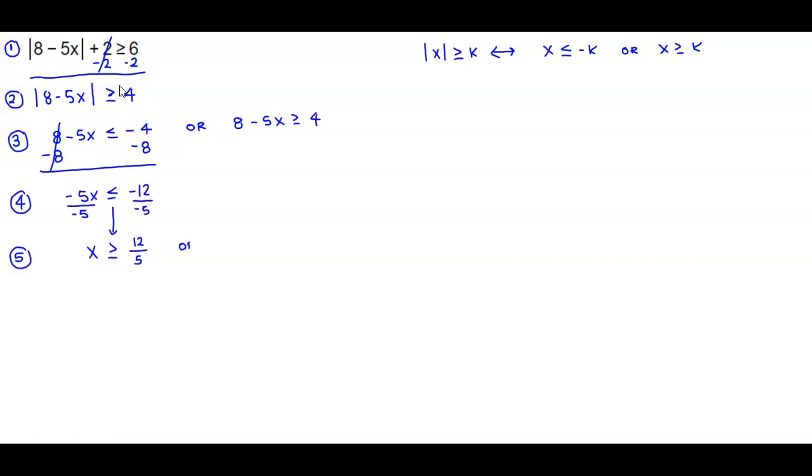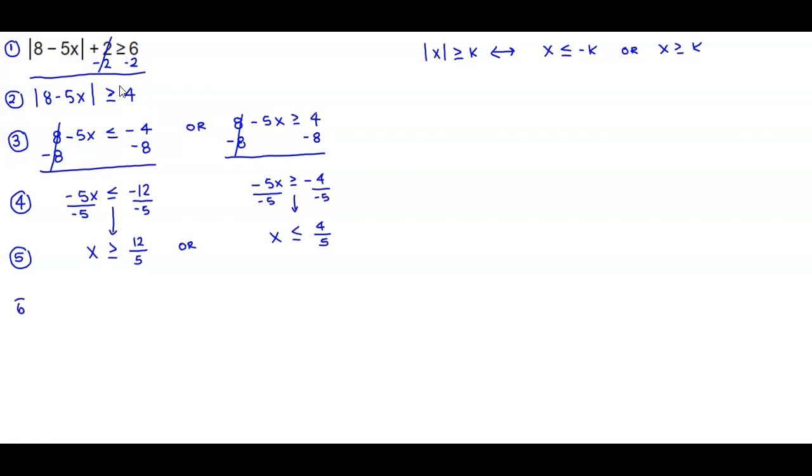Now the other inequality, again, we're going to subtract 8 from both sides. So we have 8 minus 8, which is 0, and we end up with negative 5x. And that's going to be greater than or equal to 4 minus 8, which is negative 4. Divide both sides by negative 5. And again, when you divide by a negative number, you need to flip the inequality. So negative 5 divided by negative 5 is 1. So we have x, which is less than or equal to negative 4 divided by negative 5, which is positive 4/5.